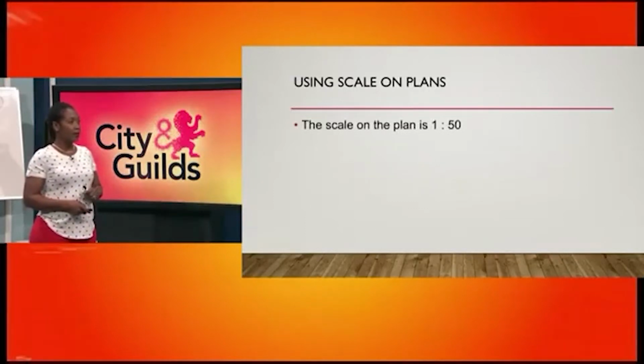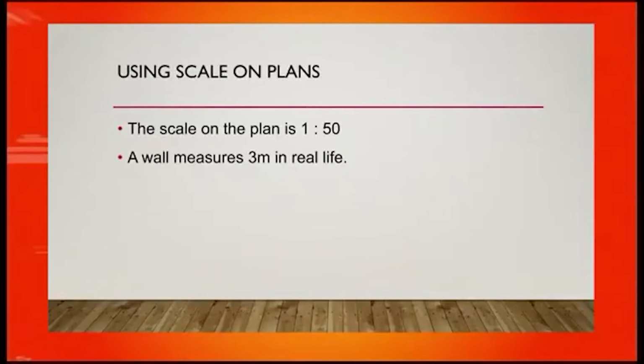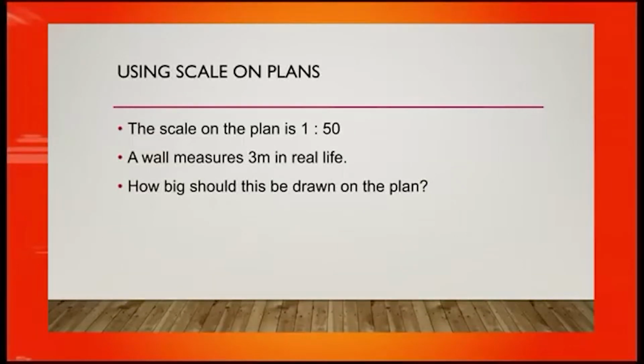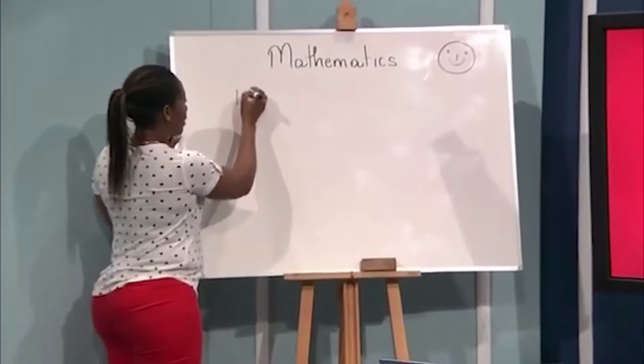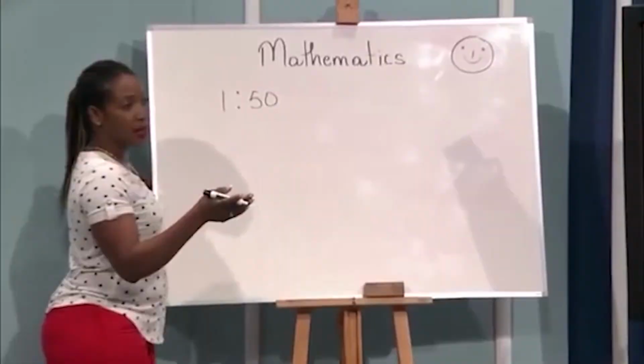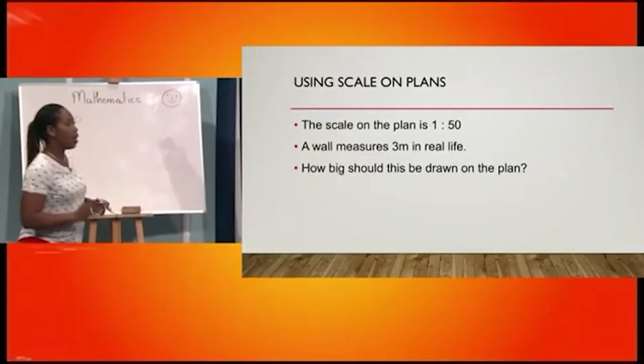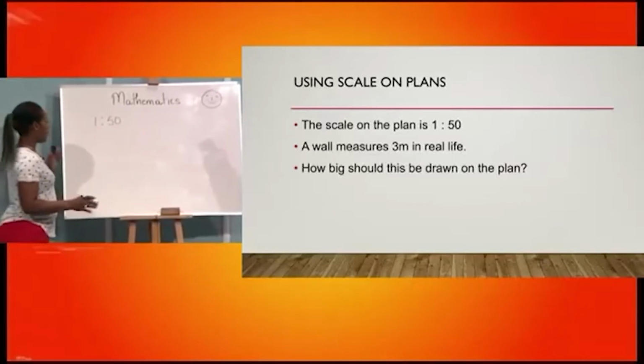Our first example or scenario for the day. A scale on a plan is 1 to 50. A wall measures 3 meters in real life. How big should this be drawn on the plan? So let us go to the board and look at this. We have the scale that we're working with, 1 to 50. Now, they mentioned that the wall is 3 meters, right? How big should this be drawn on the plan?